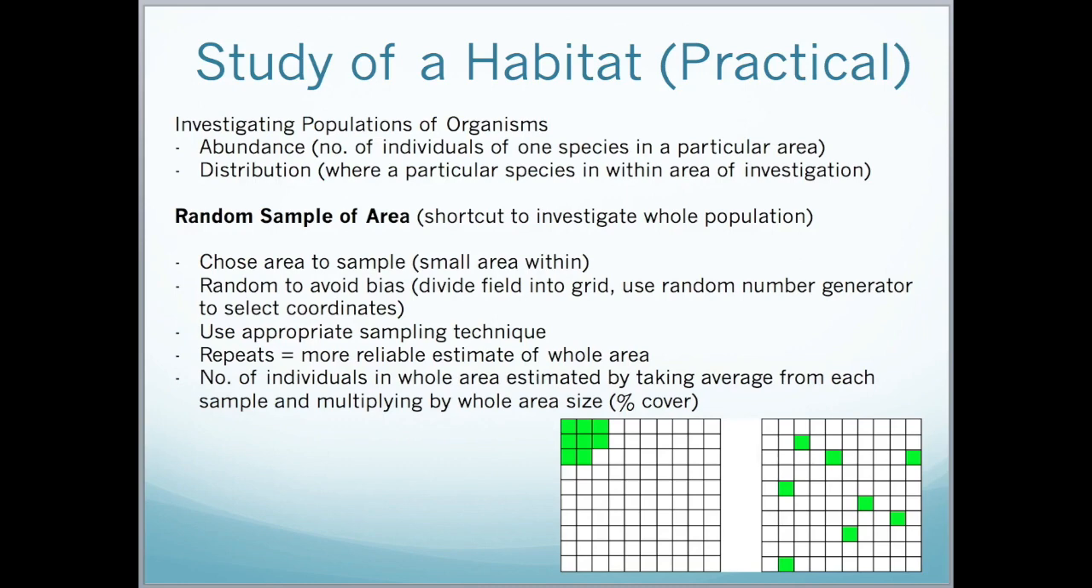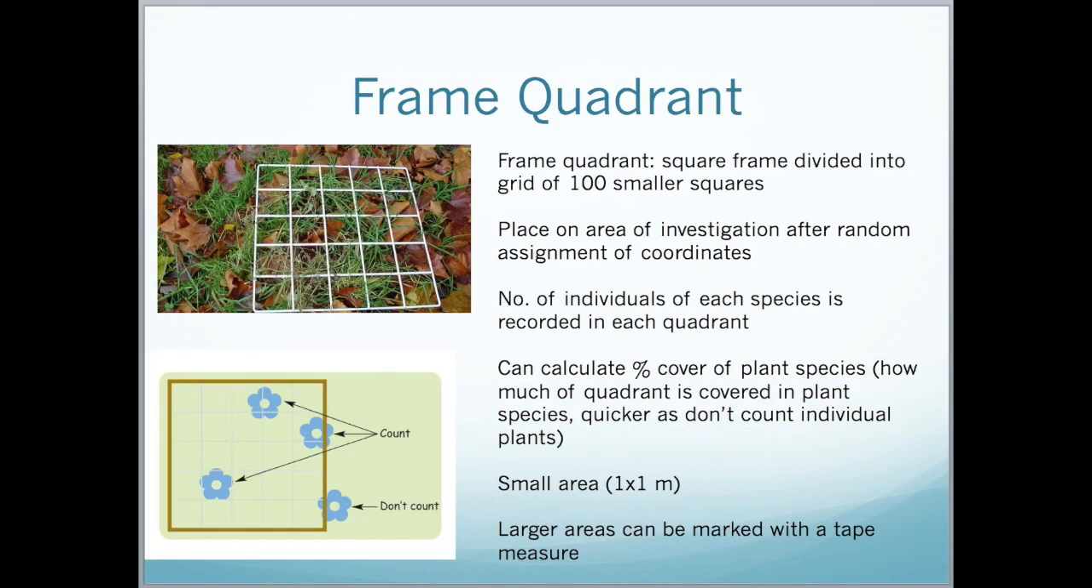Let's look at sampling techniques. So we could use something known as a frame quadrat. A frame quadrat is a square frame which is divided into a grid of 100 smaller squares, which is shown here on the left. We usually place this on an area of investigation after random assignment of coordinates, and the number of individuals of each species is recorded in each quadrat. We can then calculate the percentage cover of plant species, so how much of the quadrat is covered in a particular plant. And this is quicker because we don't have to count individual plants.